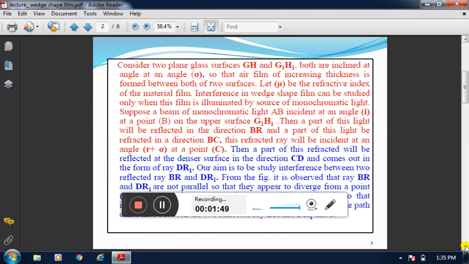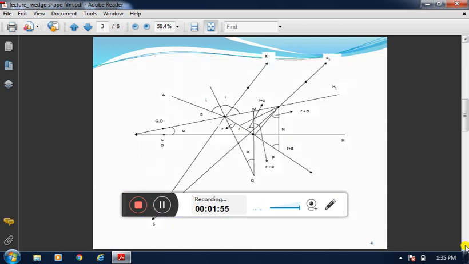Dear student, this is the explanation of the diagram. I request all the students to please make the diagram, or we can do it simultaneously. Dear student, here are two films at an angle alpha. The refractive index is mu and the thickness is t.